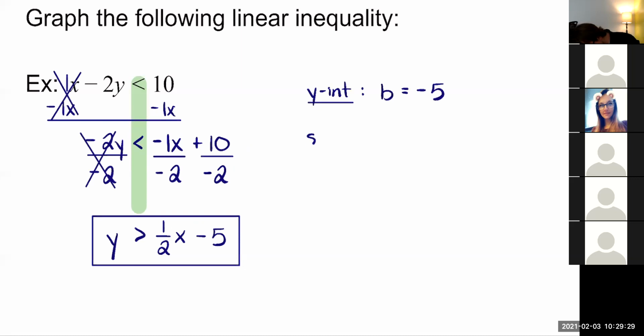Second thing it says we'll use is the slope. What is my slope? 1 over 2. Third thing it says is we'll need to know what type of line. And for that, we look at the sign. Greater than symbol tells me dashed line.